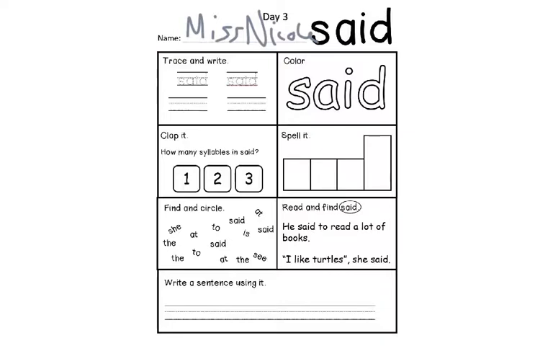Okay, now that you have completed the trace and write and color, now we have a different section. This says clap it. So we have to think about how many syllables are in the word said. So get your hands ready. We're going to clap it out. Ready? We're going to say the word and clap. Said. How many times did we clap? Only 1. So we're going to color in the box that says 1.